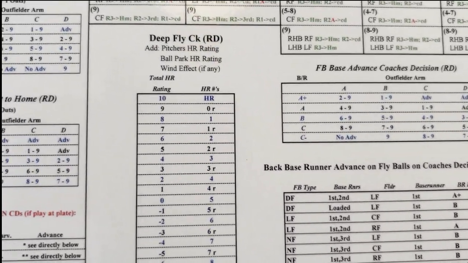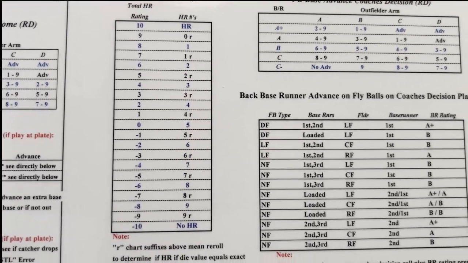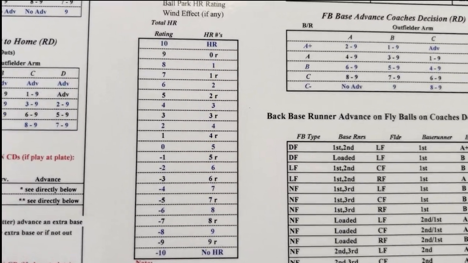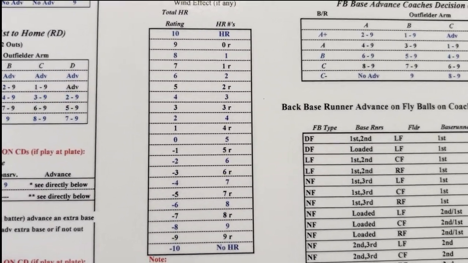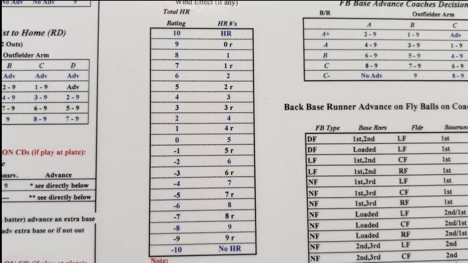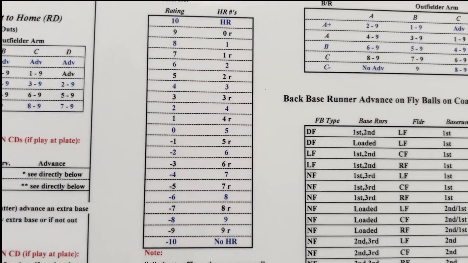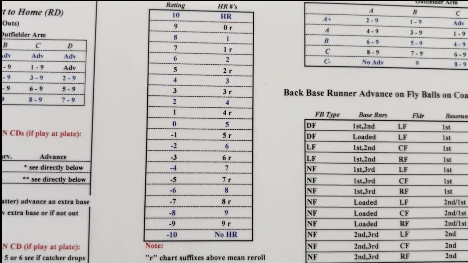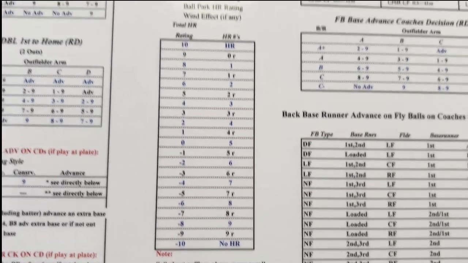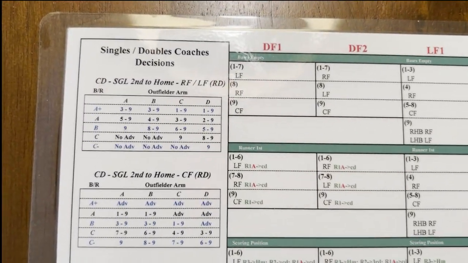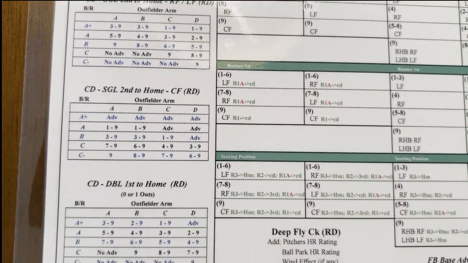Here's your deep fly check for home runs. I showed this one in video number 6, where you roll a red die, and depending on the total home run rating, taking into account the pitcher and the ballpark, and if you use the wind, you have that to get a number, and then you roll the red, and that determines whether it's a home run or a fly out.